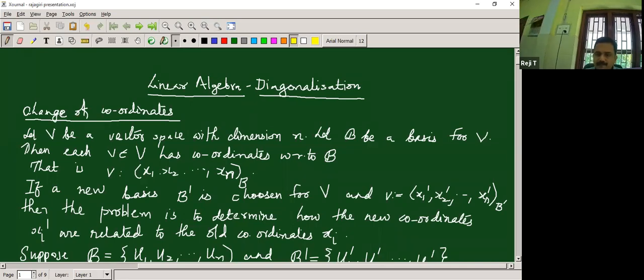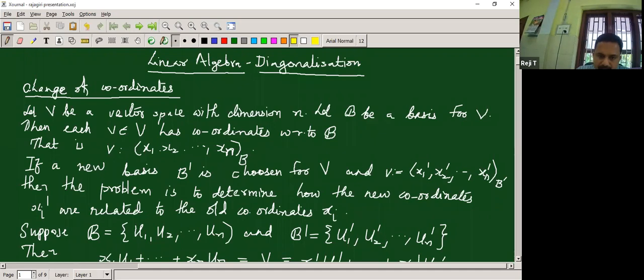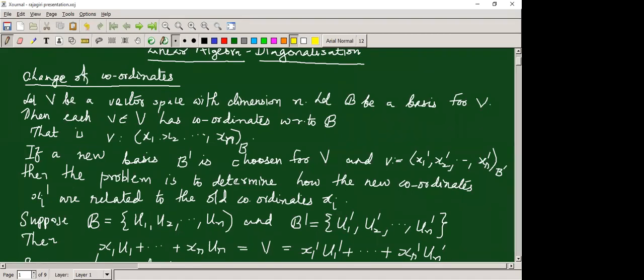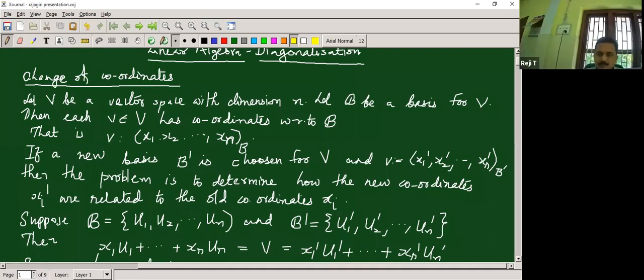So let me start with change of coordinates. Let V be a vector space with a dimension n. In this lecture, we are taking the corresponding field as the field of real numbers. Let B be a basis for V, any basis for V. Then we know that since B is a basis for V, each element in V has coordinates with respect to that basis.